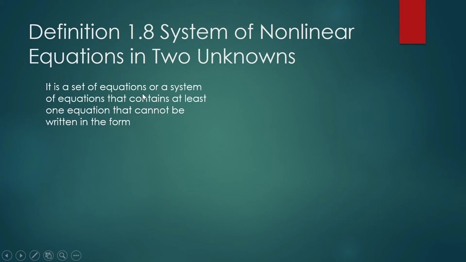It is a system of equations that contains at least one equation that cannot be written in the form ax plus by is equal to c. This is a linear equation. What that means is it is a system wherein one of the equations can be a degree 2 equation, because this is a degree 1 equation. It can be a degree 2 equation or more than a degree 2 equation.